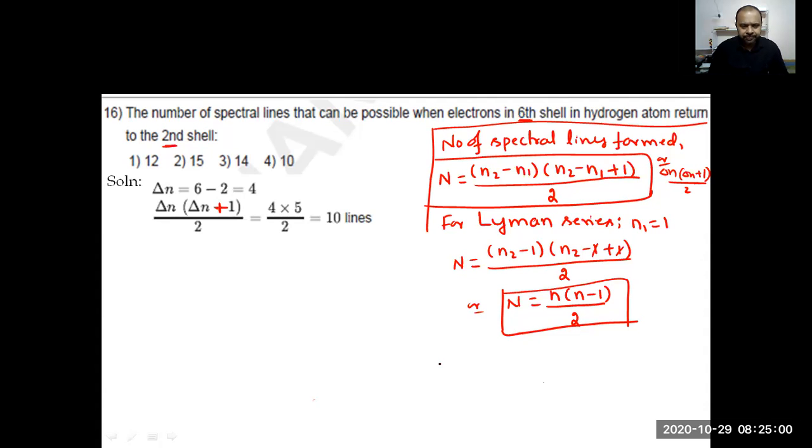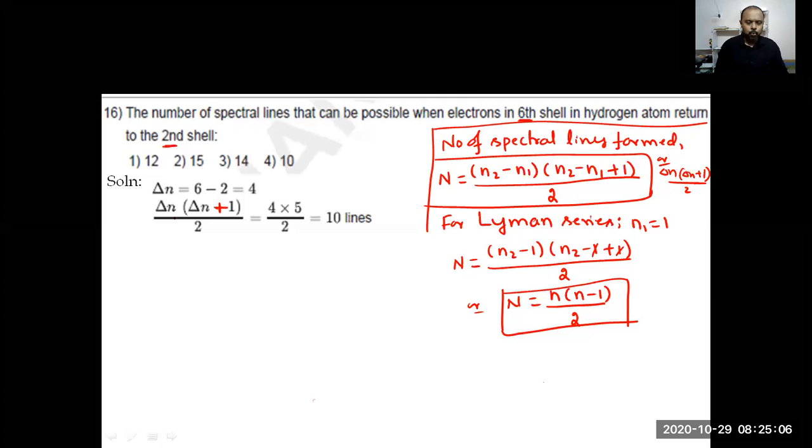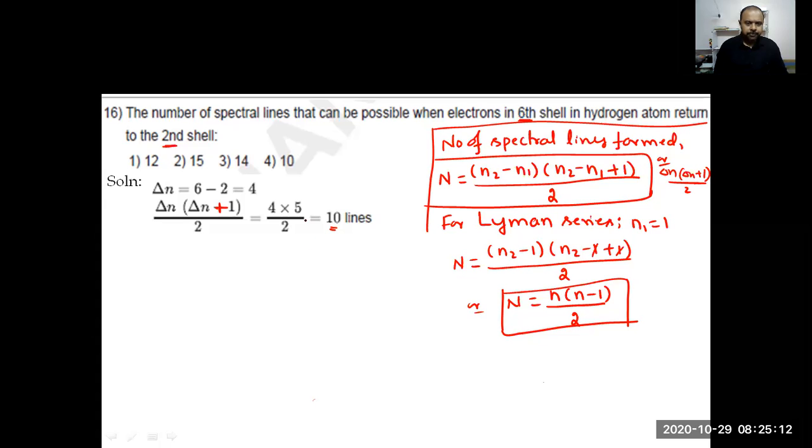Shall I proceed now? Six minus 2, 4 into 5, 20 by 2 is 10 lines. So option 4 is correct.